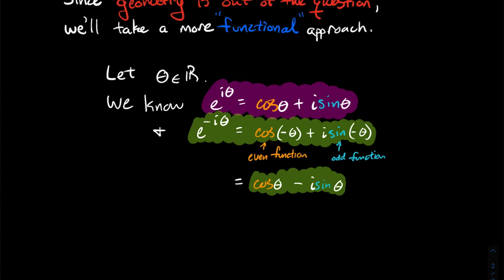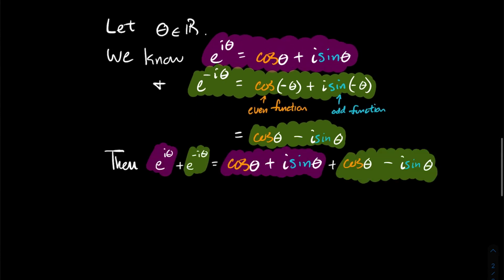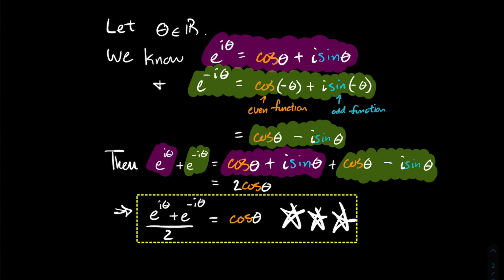And now what I'm going to do is I'm going to first add the pink and the green expressions together. And when I do that, I see that i sine of theta cancels. So I just get 2 cosine of theta, and let's solve that for cosine of theta. And so what we have then is another expression for real cosine in terms of this complex exponential function.